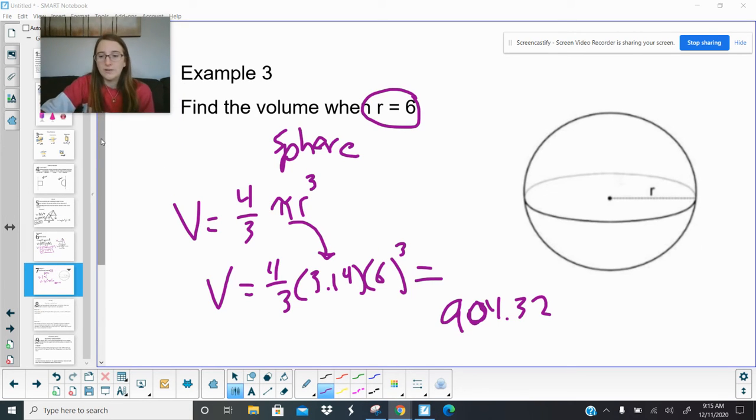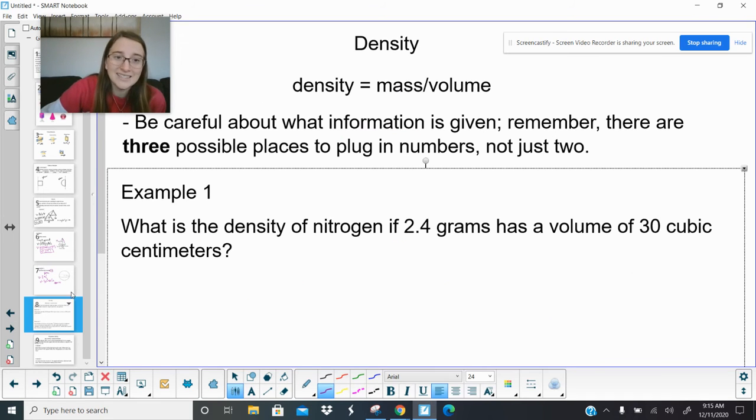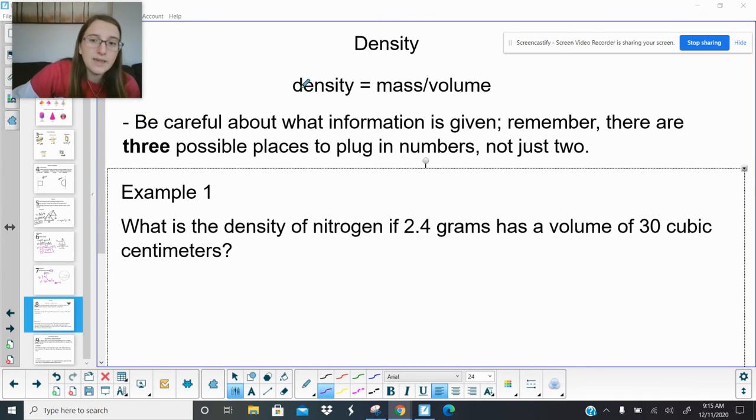Okay, we're almost done. I know this one has been kind of long here, but we've just got to talk about density last. So with density, be careful about what information is given. Here's our formula. Remember, there are actually 3 possible places you could plug a number in: 1, 2, 3. We tend to always think we see a formula and we go, oh, there's only 2 places to put a number, into mass and into volume. But no, that's not how a formula works. We can plug in over here as well. If we know the density, that's where it goes. It doesn't go anywhere else.